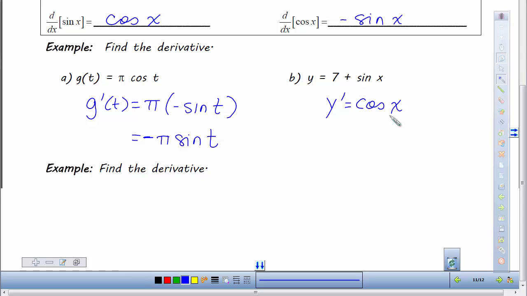Pi was multiplied and the 7 was added. That's a great question. What's the difference between pi and 7? This pi is a constant multiple, but this 7 was added. We've not talked about a product rule, but we will a little bit later. For now, if we just have a constant multiple, it goes along for the ride. If it's a constant added on, the derivative of that is 0.